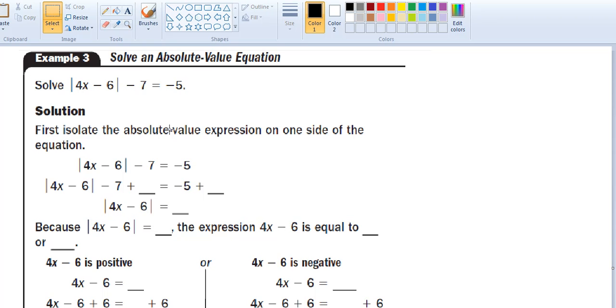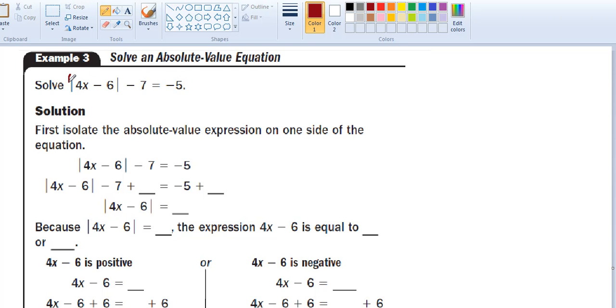All right, example 3 just adds one step to what we just did, maybe 2 steps on this one. But what you want to think about here is, it looks a little different than what we've seen before. But right here, it says absolute value of 4x minus 6. Then we're going to take away 7. That's going to equal negative 5. The idea, again, is to solve for x.